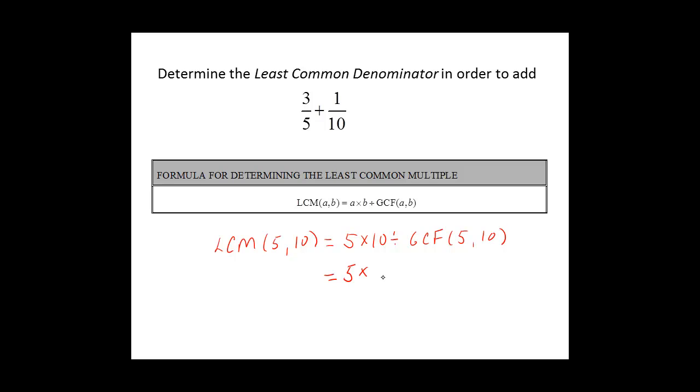So we will multiply 5 times 10 and divide by 5. 5 times 10 is 50, divided by 5, and we get 10. So our least common denominator is 10.